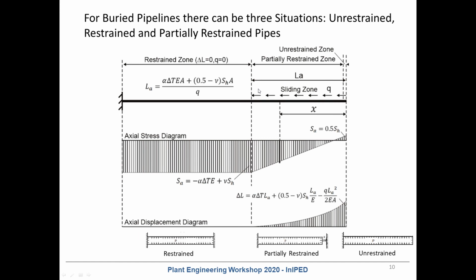Now let's check the cantilever pipe with anchor on one end and the end cap on other end, and this pipe is buried. It's underground pipe. This pipe will have three zones. The first zone is restrained zone, and it's caused by the compressive friction forces acting in the sliding zone.